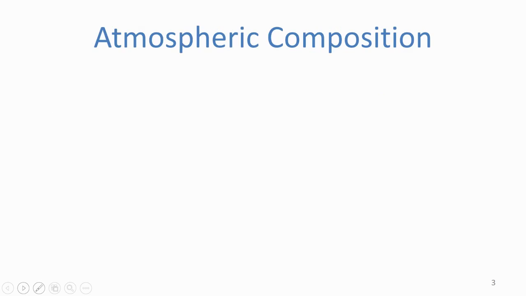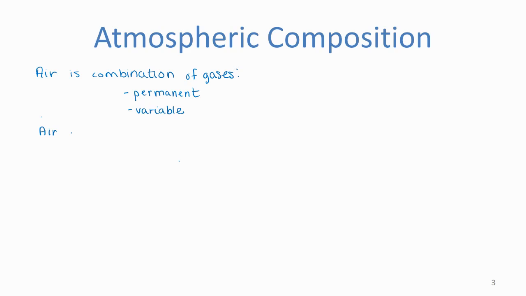So, atmospheric composition. In the atmosphere, of course, we have air, and air is a combination of different gases. And the gases that we see in our atmosphere can be classified as either permanent or variable. And air also contains particles. And these particles are dust, water droplets, and ice crystals.